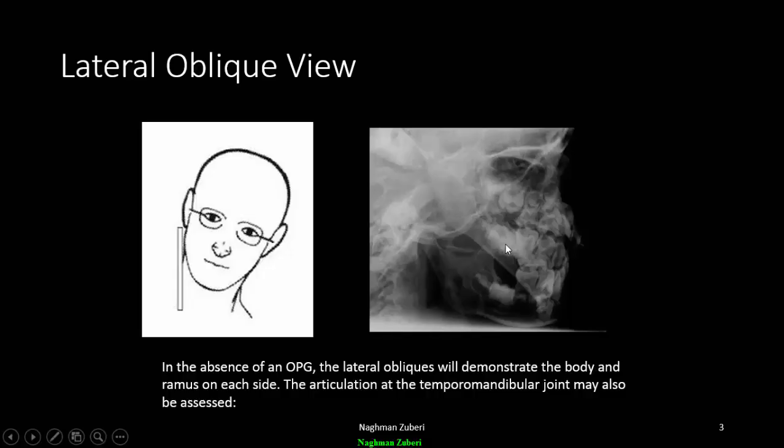In the absence of an OPG, the lateral obliques will demonstrate the body and ramus on each side. The articulation at the temporomandibular joint may also be assessed using this radiograph.